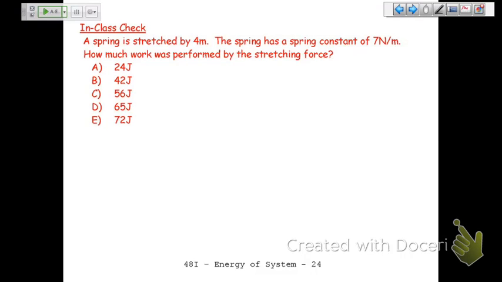The spring is stretched by 4 meters. The spring has a spring constant of 7 newtons per meter. How much work was performed? So we have the spring at equilibrium. Then we have the spring stretched by 4 meters. So let's just put that there as 4 meters. Spring constant K is equal to 7. Spring constants are always positive. If you get a negative value, you know there's a problem. How much work was performed?